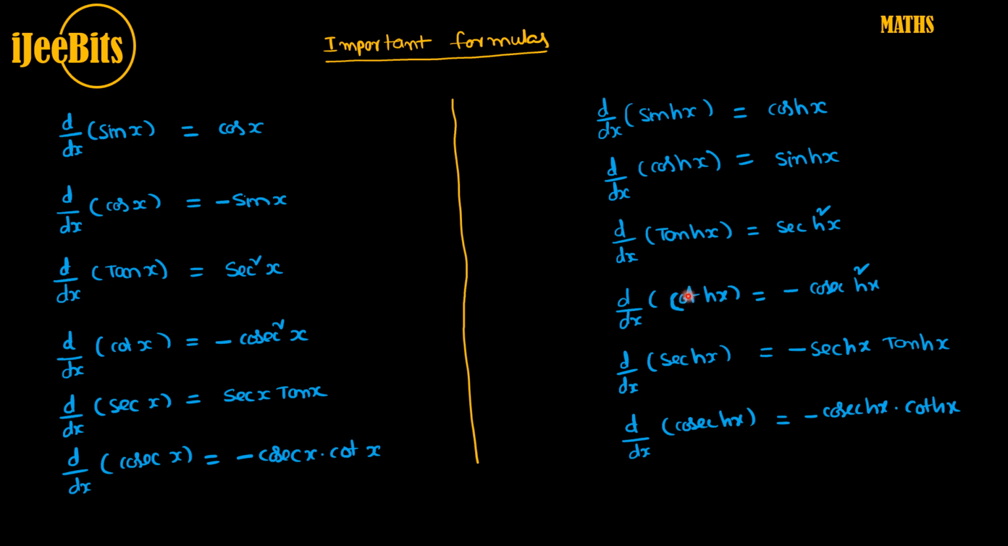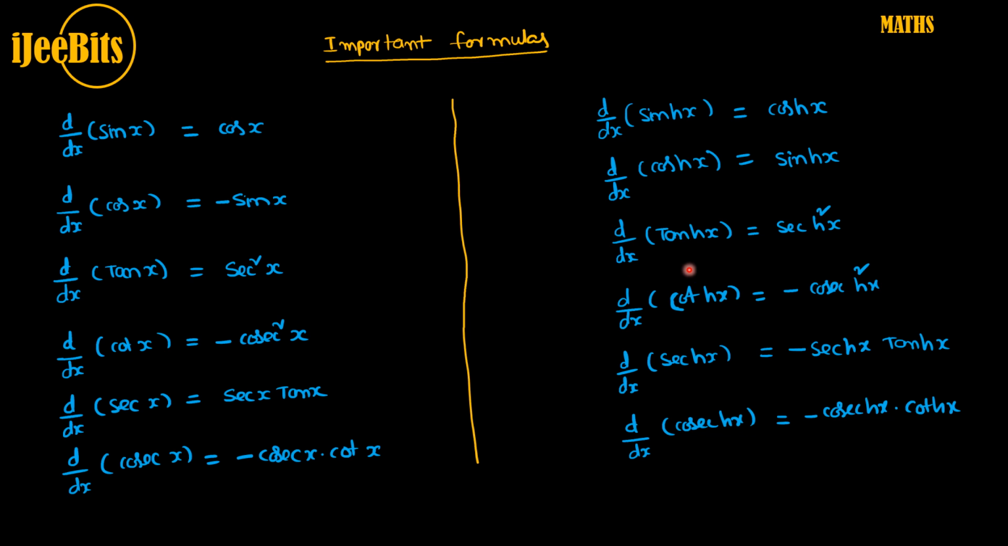And then cot, secant, cosecant, for which you get minuses. That's one difference you can see, right? And the second thing is sine becomes cos x. d/dx of sinh x equals cosh x. d/dx of cosh x is sinh x.